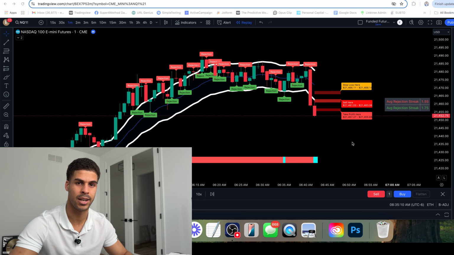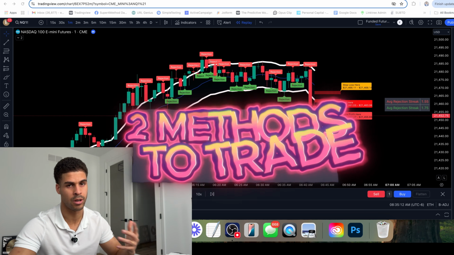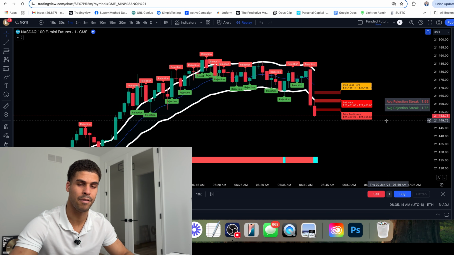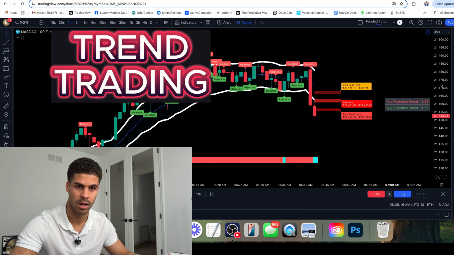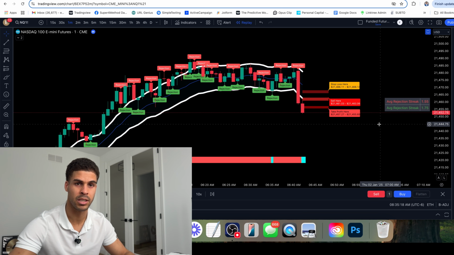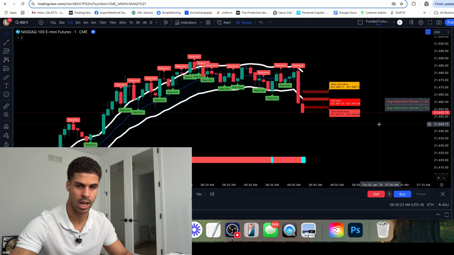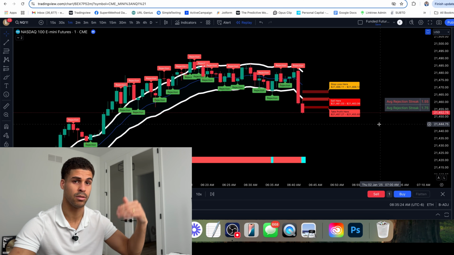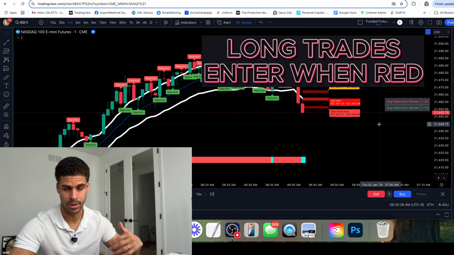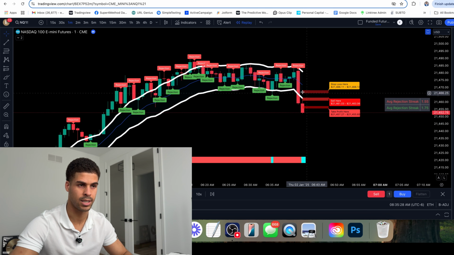Now, I prefer to trade NQ futures, which is what we're looking at right now. But here's how this indicator works, because there are two ways that you can trade it. Number one, which is my favorite, is trend trading. What we want to do is catch the biggest moves, and the best way to do that is to wait for pullbacks. We enter when it's ugly. Okay, we want to enter a short trade while the candle's green, punch sell, then we let it drop in our favor.